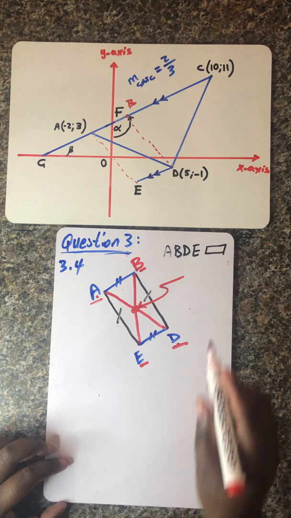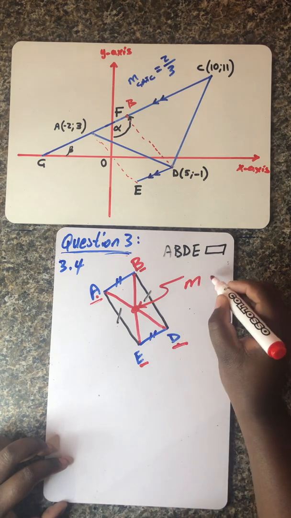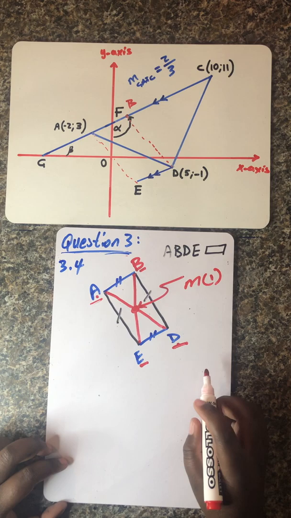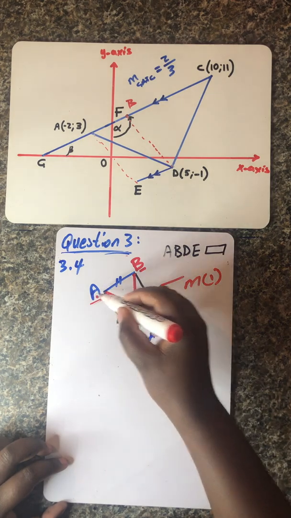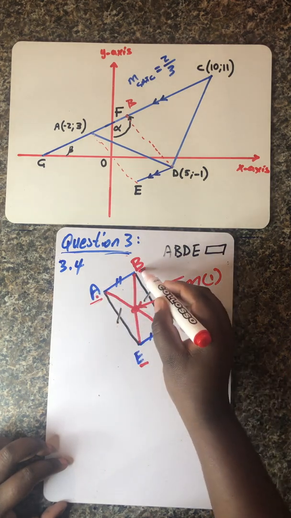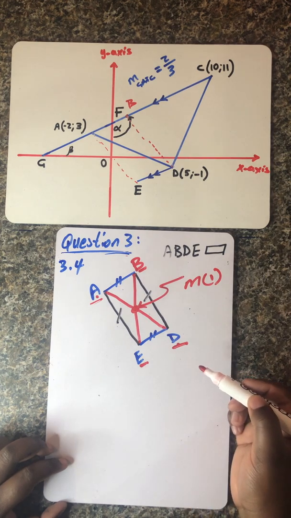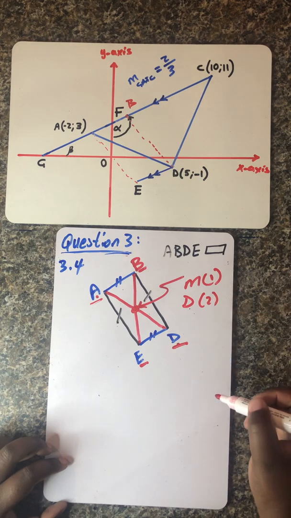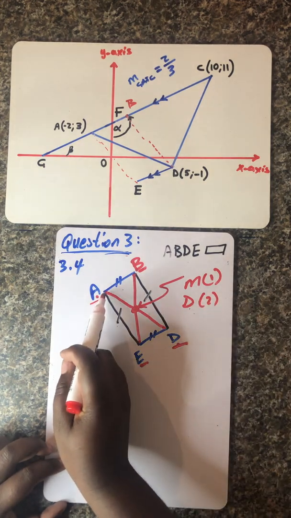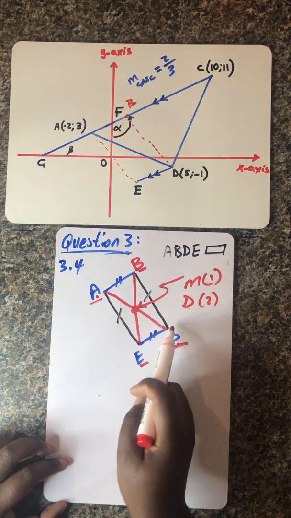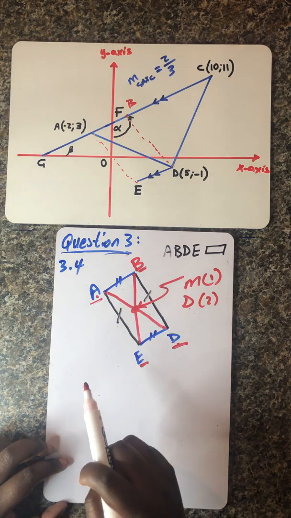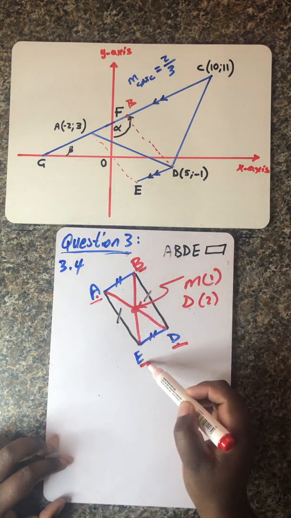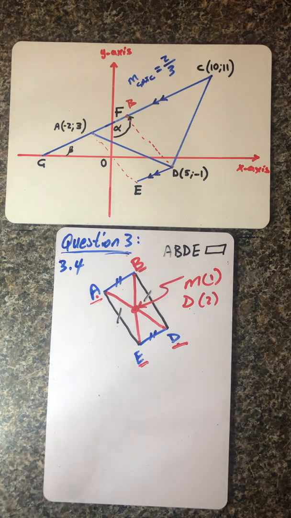That means you can use the midpoint formula, number one, to find the midpoint of AD, which is the midpoint of B and E. And again, you can use the distance formula, number two, to know the length between A and D, which is the same length as B and E. Guys, I hope you really understood what I've explained there.